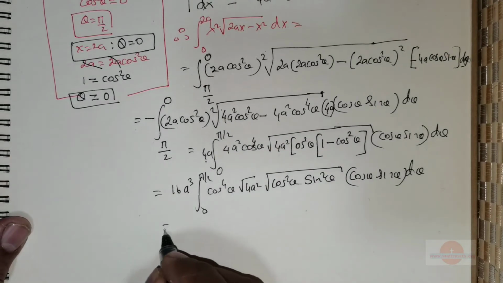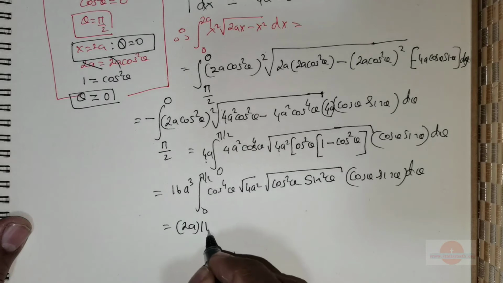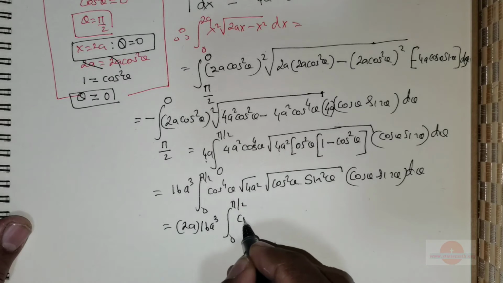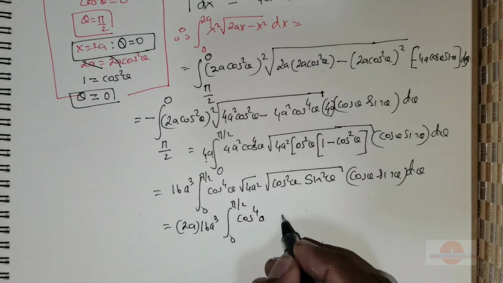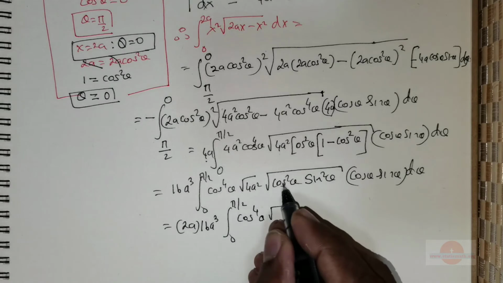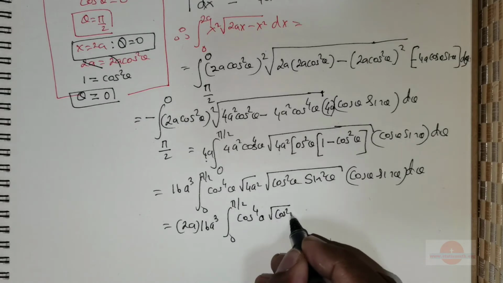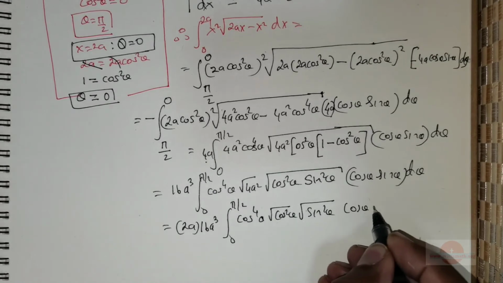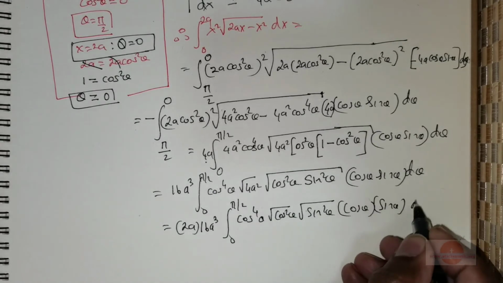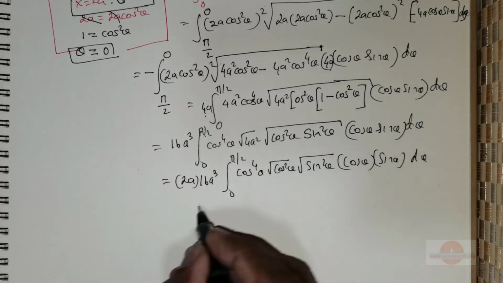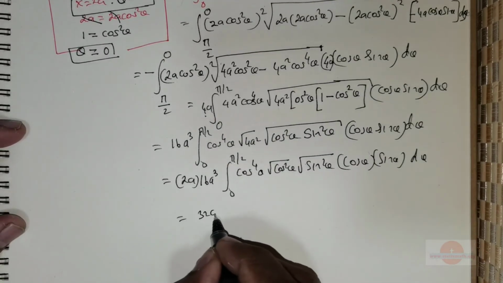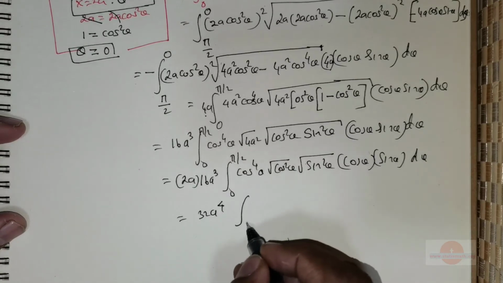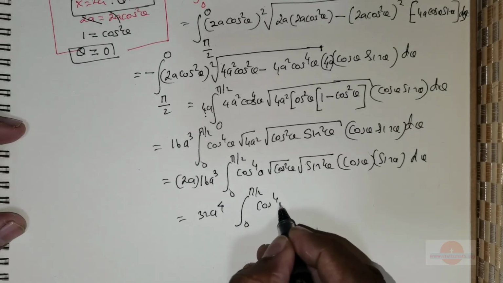Now the root of 4a squared is going to be 2a, which has to be multiplied with 16a cubed, integrated with integral 0 to pi over 2 cos to the power 4 theta. This is going to be root of cos squared theta times root of sin squared theta times cos theta sin theta times d theta. Now this is equal to 32a to the power, a cubed with a will give you a power 4, integral 0 to pi over 2 cos to the power 4 theta.